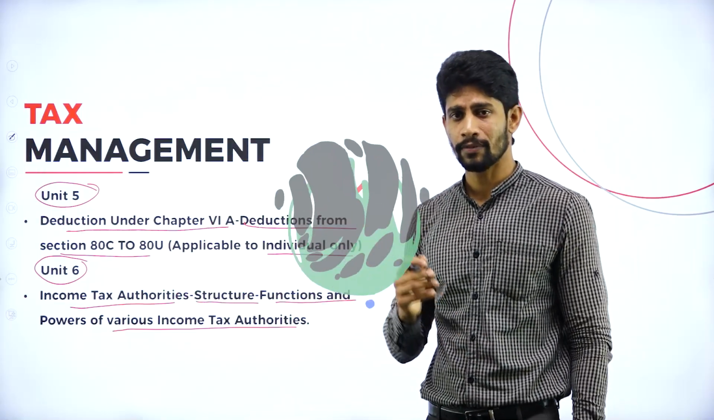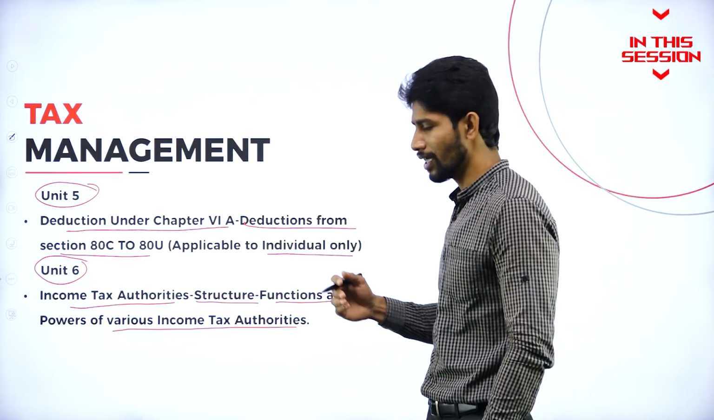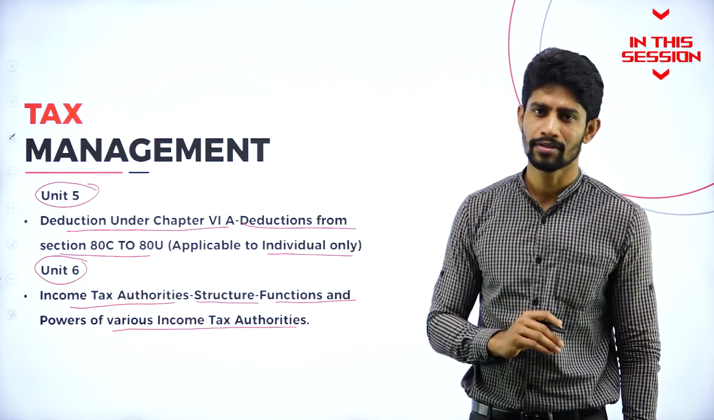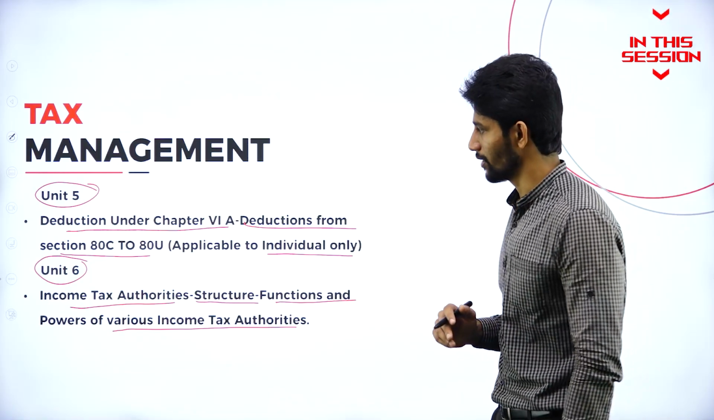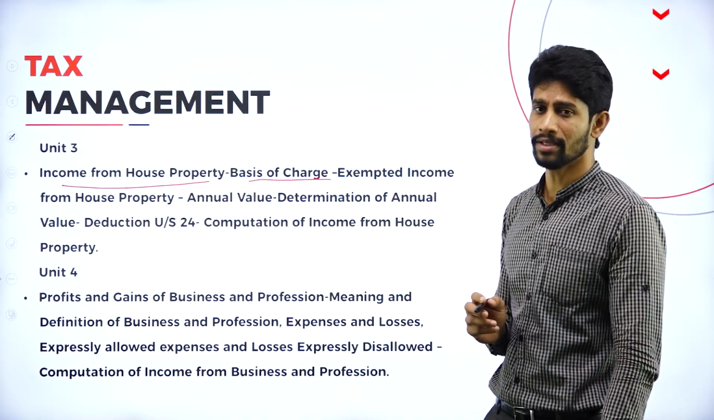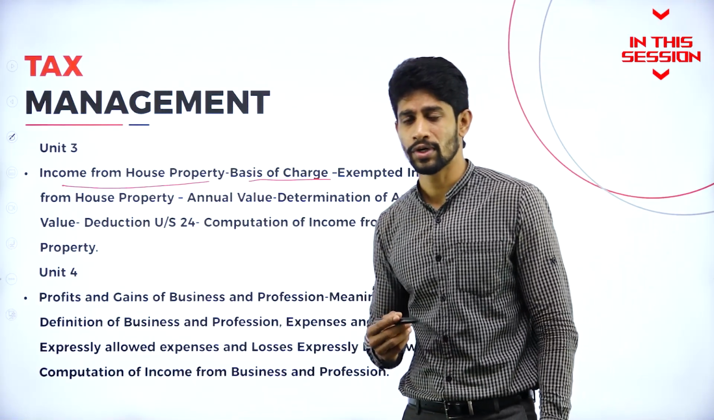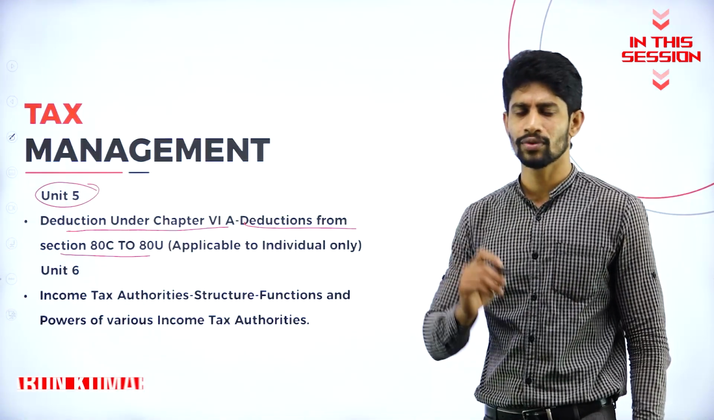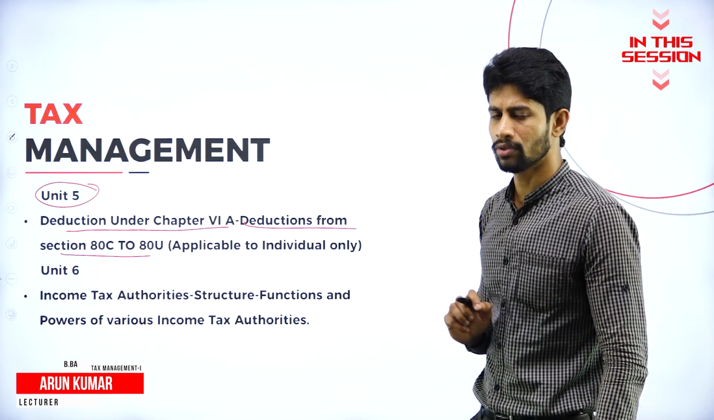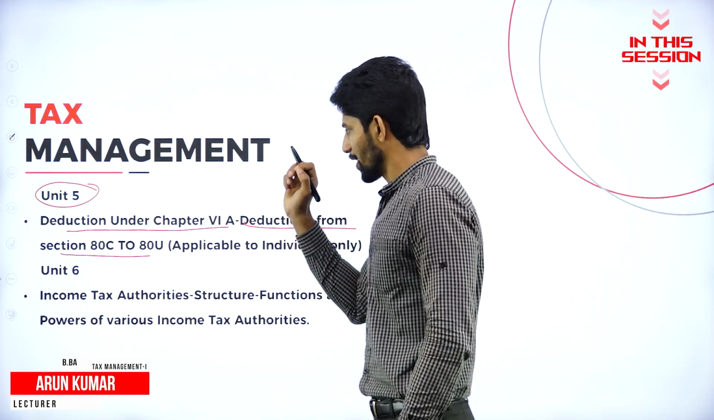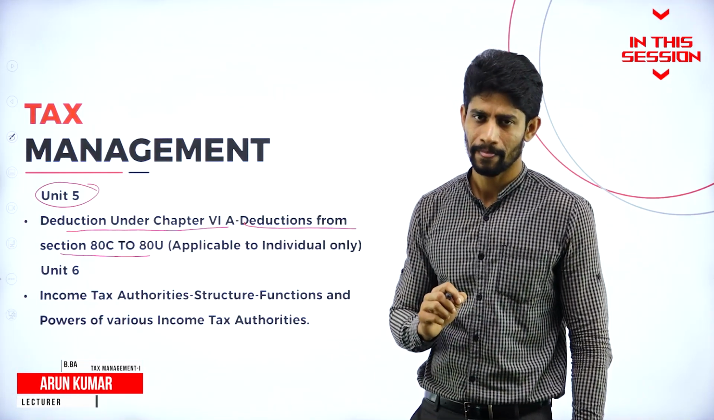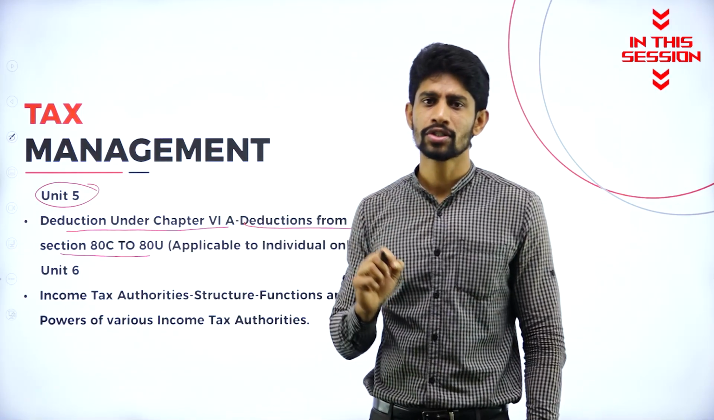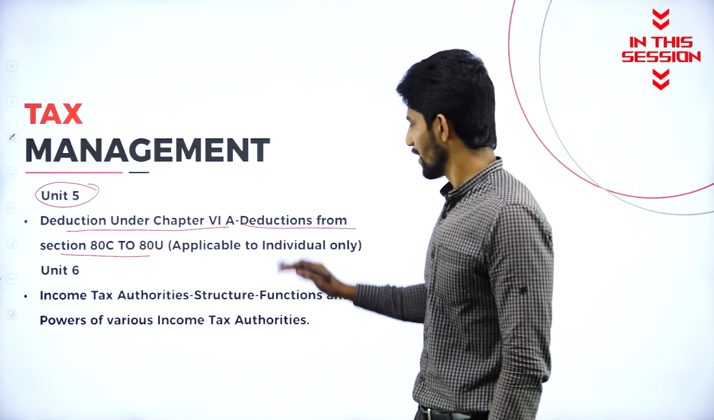Unit 6 deals with the income tax authorities, the meaning of authorities under income tax, and also the functions and powers of income tax authorities. Basis of charge, that means on what basis we are going to charge the income from house property. In this unit, you are going to learn what is deduction under Chapter 6A and what all the deductions come under Section 80C to 80U with respect to an individual.